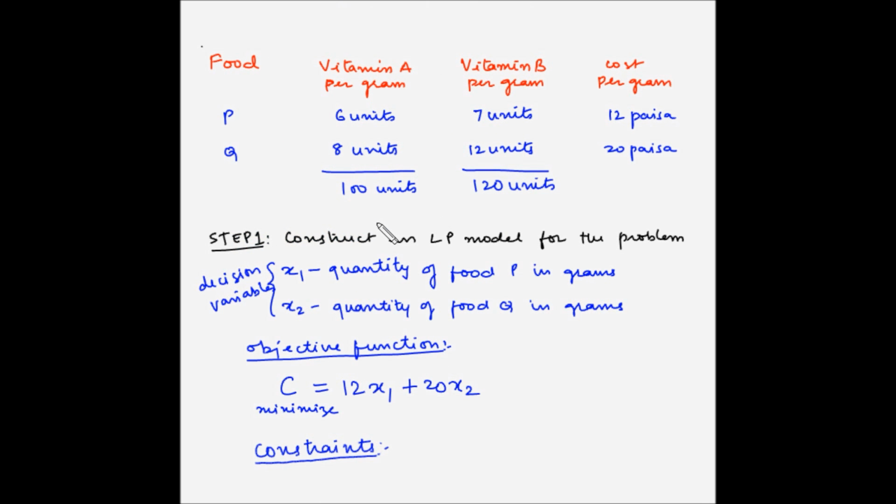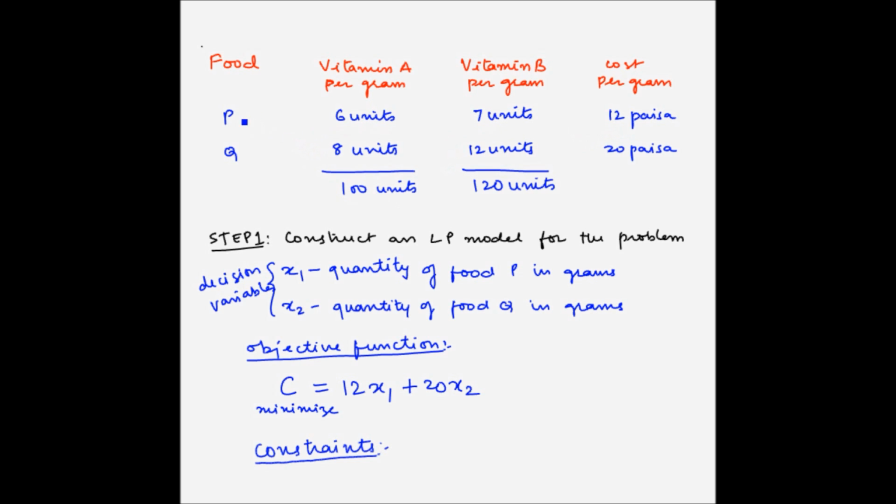Now the first constraint given to us is that the total quantity of vitamin A in the final product mix should be greater than or equal to 100 units. This is because the example says that the daily minimum requirement of vitamin A is 100 units. So that means the quantity of vitamin A in P and Q in totality should be equal to or greater than 100 units.